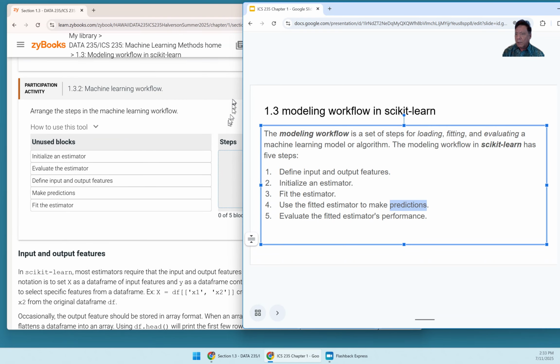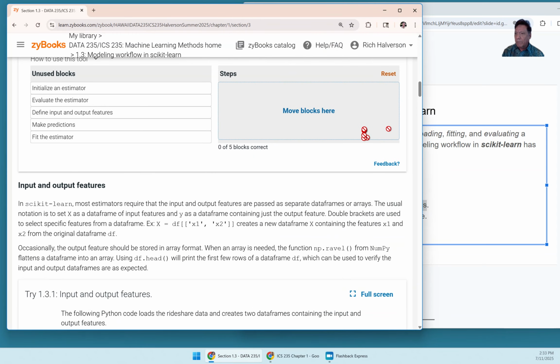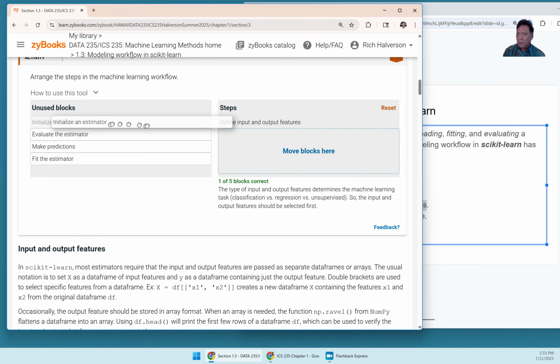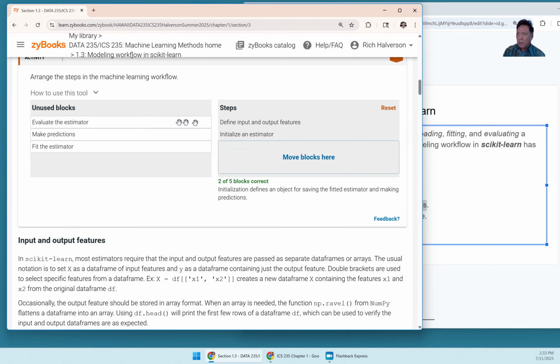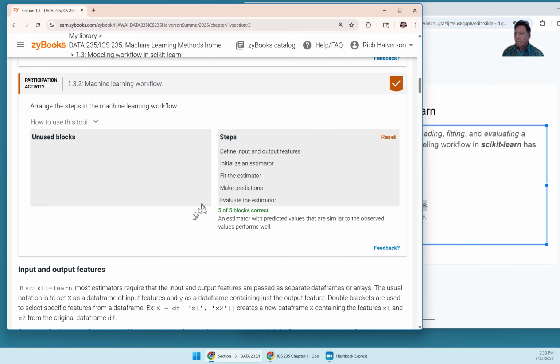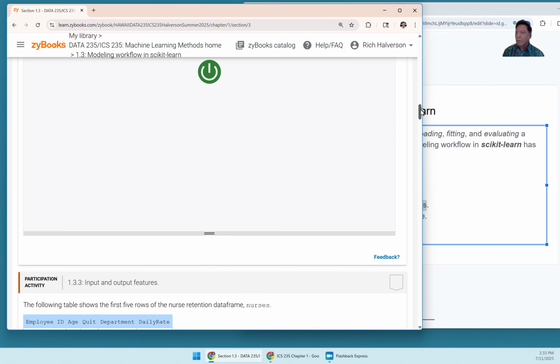I think I might have exposed you to some of this in the previous video. First, you need to define the input and output features. Then you initialize the estimator. Then you fit the estimator. Then you make predictions. Go ahead and make predictions: predict which stock is going to go up tomorrow, and then you evaluate. All right, and that's how you get the points. So that's 1.3.